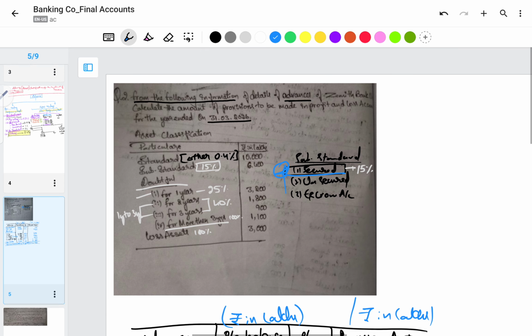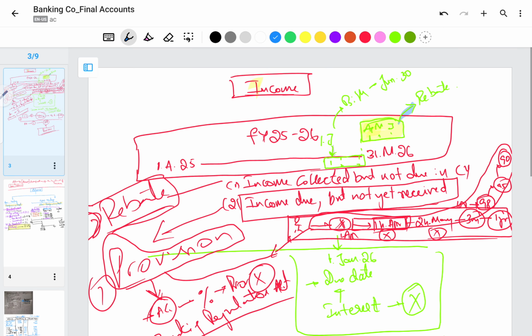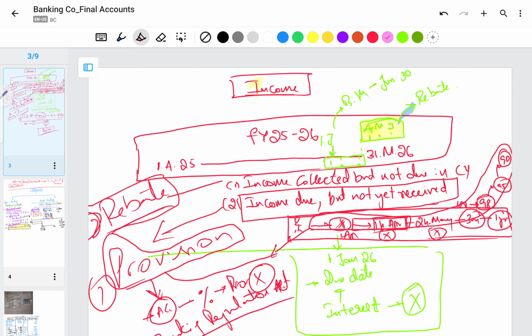Now we discussed the first category, income due but not received. For this category we treat it through provisions. Clear? Now in the next video we'll discuss income collected but not due in the current year, which is advance income. We treat this through calculating rebate on bills discounted. We'll see in the next video.